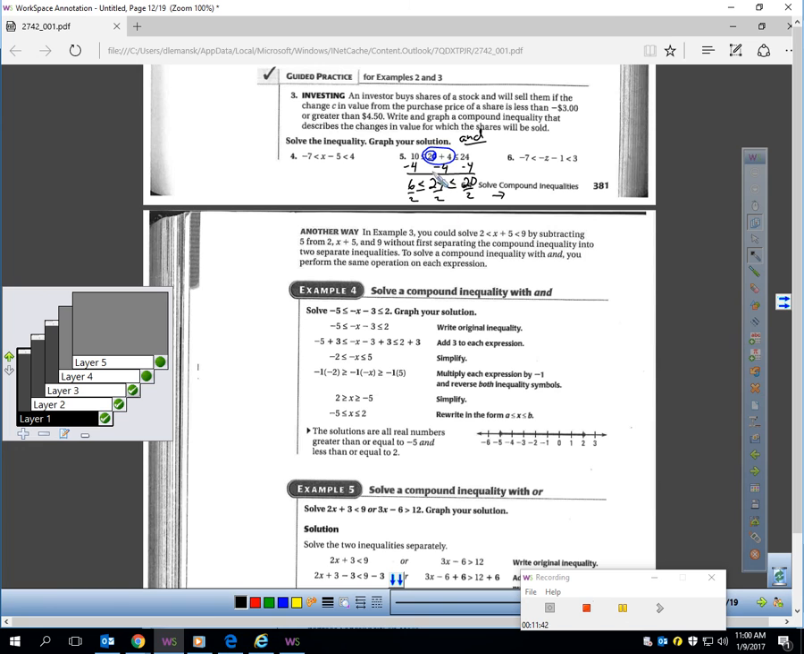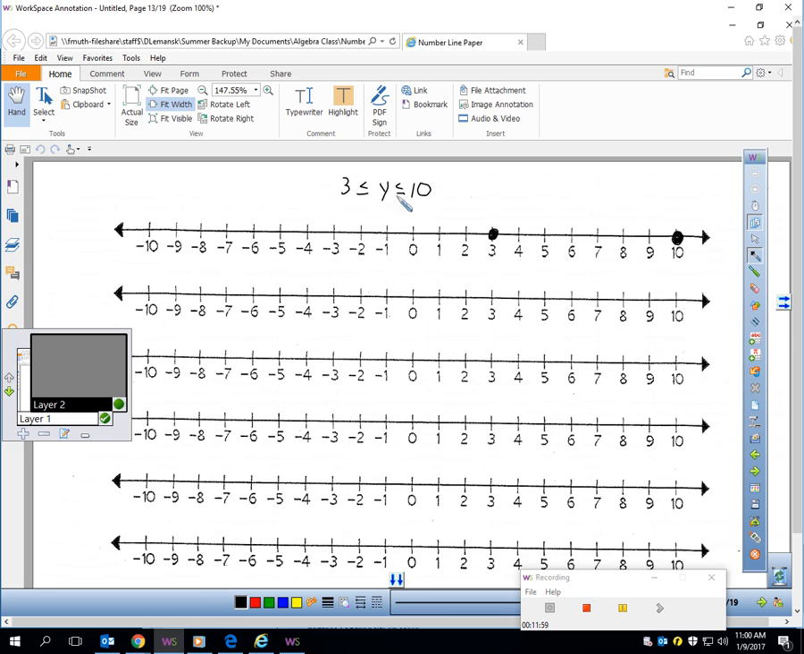Divide everything by 2 to get the y in the middle by itself. I'm trying to get that y by itself, so I have to divide by 2. And that would leave me 3 ≤ y ≤ 10. Okay, so let's go ahead and graph that one: 3 ≤ y ≤ 10.